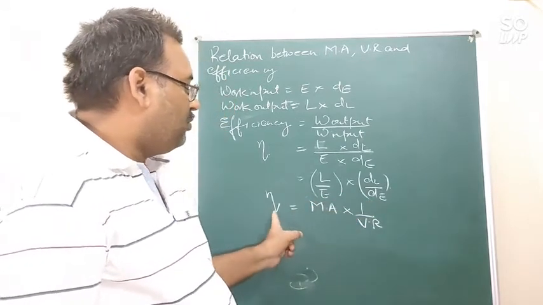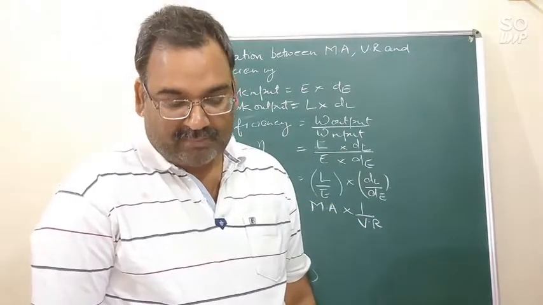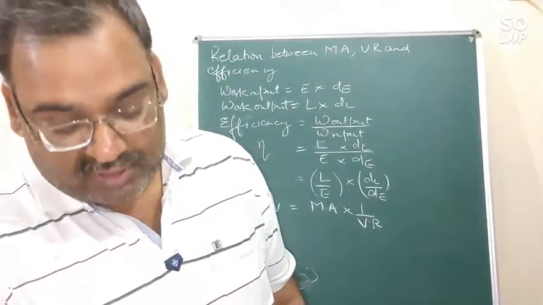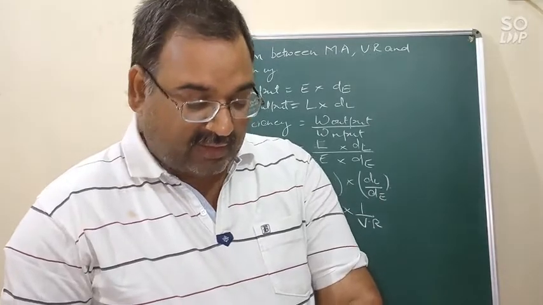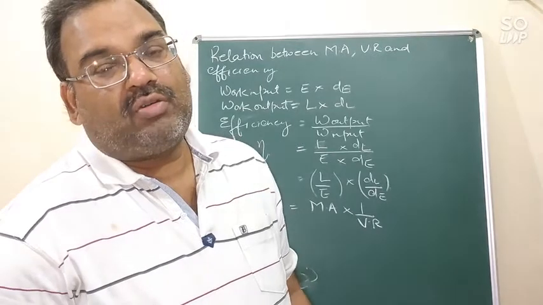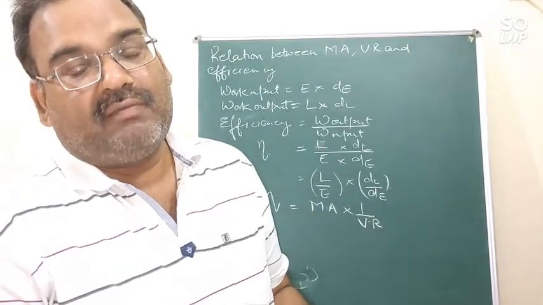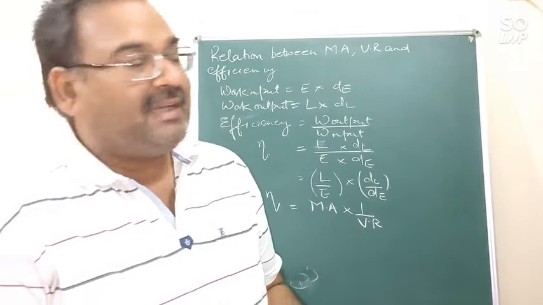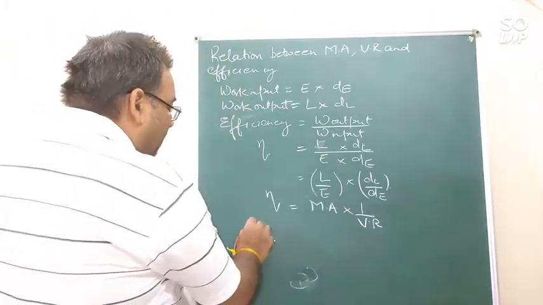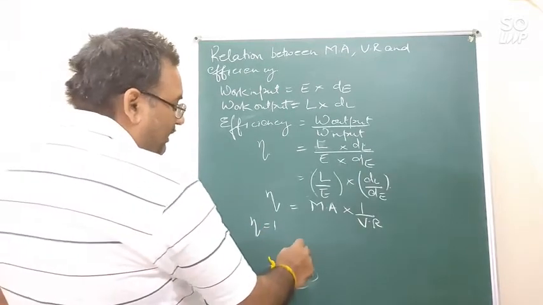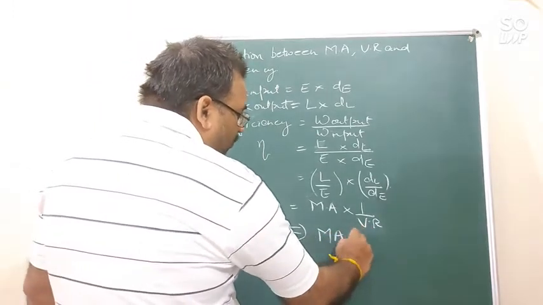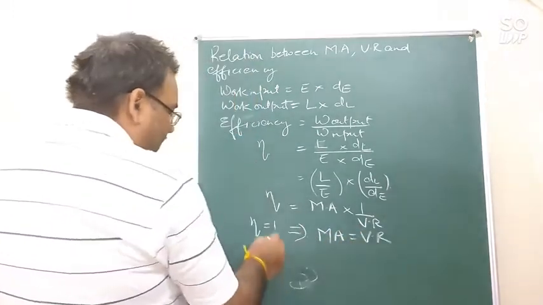So efficiency is equal to MA upon VR. In practical situations, the efficiency is not 100%. The efficiency is 100% only in the case of ideal machines where there is no friction. In that case, 100% means efficiency eta will become equal to 1, which implies that MA equals VR.